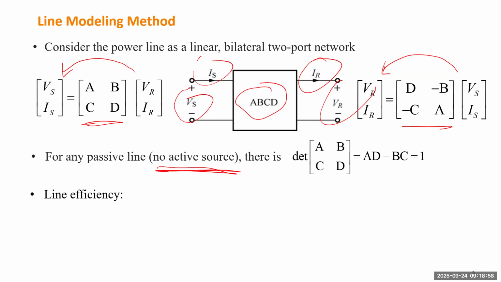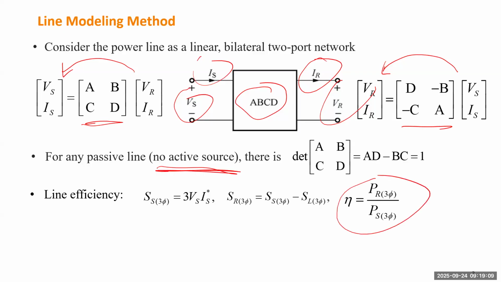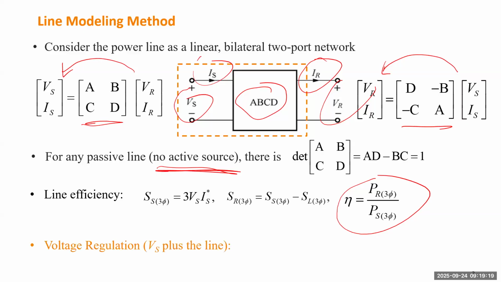Then we can calculate the efficiency. For efficiency, we first need to calculate the complex powers for both sides, and we only pick the active power for the efficiency, because we only care about how the real or active power is delivered from one end to the other end, and so the difference will be the loss of the power.